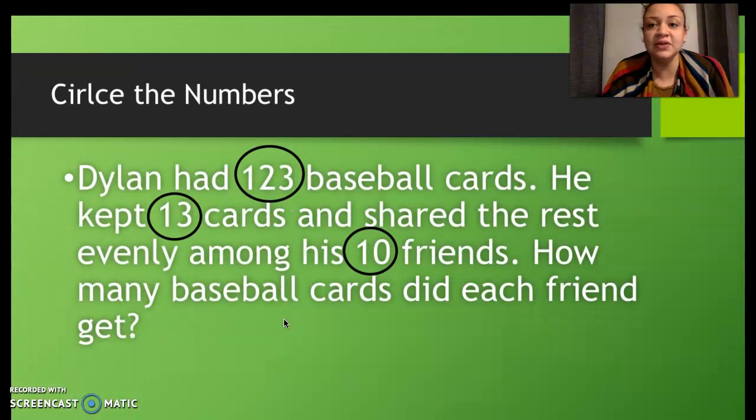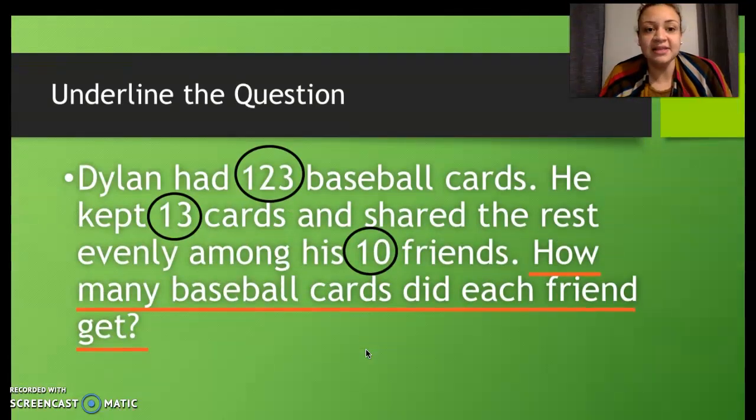First, we circle the numbers. So let me read this problem one more time. Remember, it's okay to read the word problem more than once. Dylan had 123 baseball cards. He kept 13 cards and shared the rest evenly among his 10 friends. How many baseball cards did each friend get? So let's circle the numbers. 123, 13, and 10.